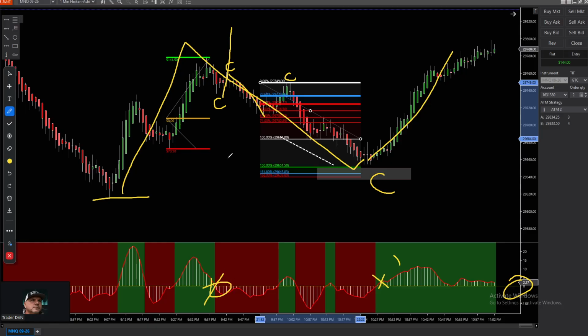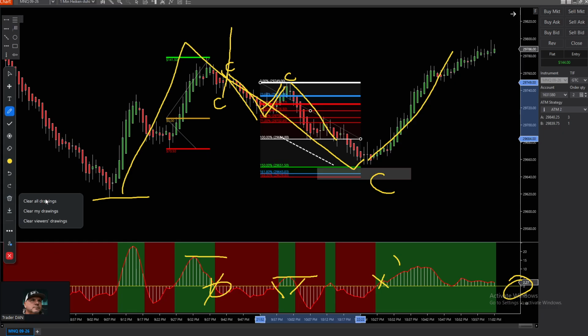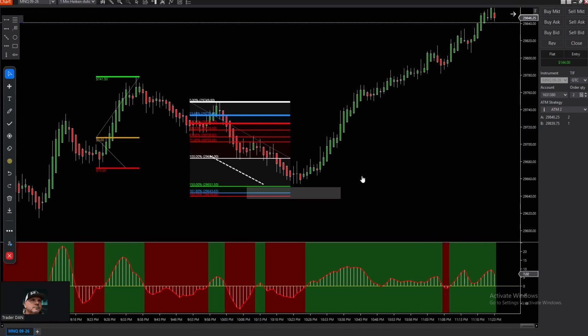Because you're looking for a short here, right? Over here you're looking for a long. We're not looking for a long, we're looking for a pullback to go short again. Why? Because this low is lower than this high, right? So it helps you understand what's really going on in the market.